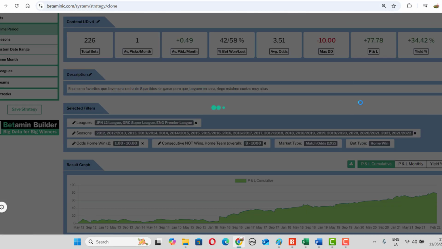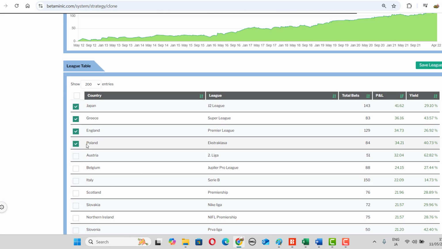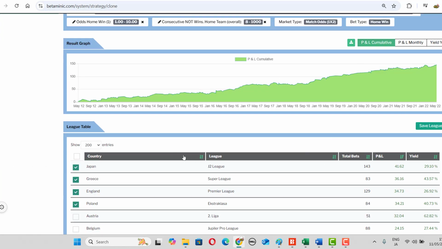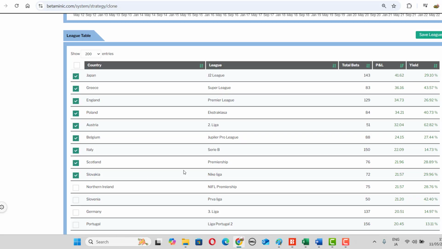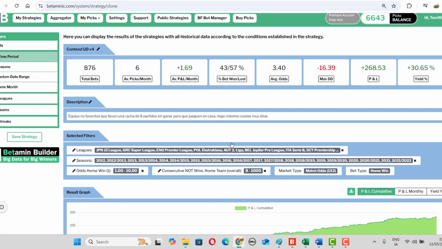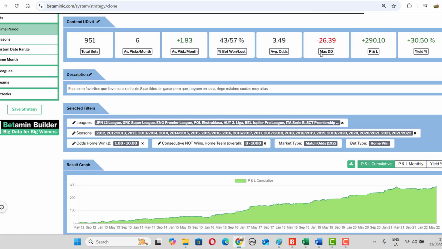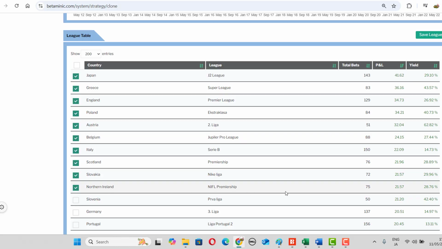And I would start adding leagues, and as long as adding these leagues doesn't push me over 20, I will keep adding them. So as we're at Slovakia now, we have a drawdown of -16. I add the next country, Northern Ireland, and that suddenly increases the drawdown by -10. So maybe that means Northern Ireland, while this trend does work for it, it's quite volatile. So I'm not going to include Northern Ireland there, and I'll include the next one.